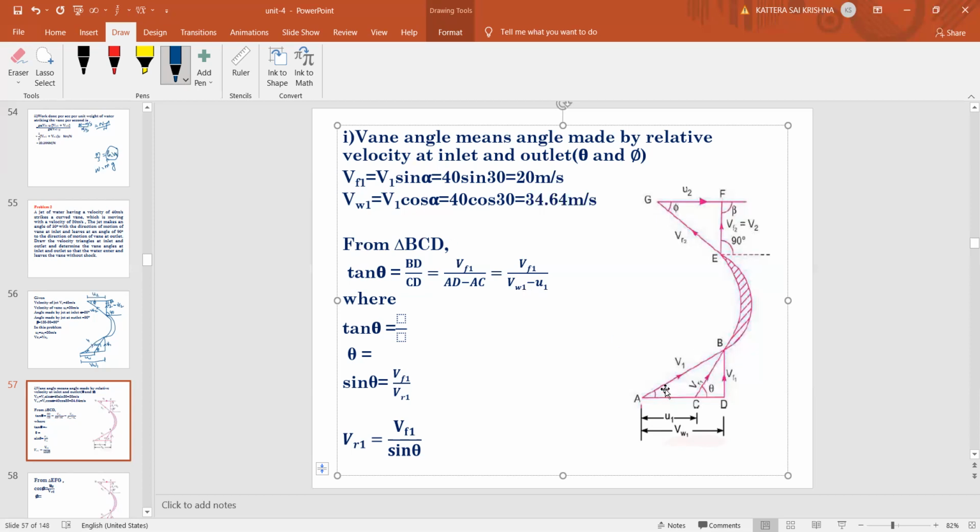Now we need to use the right angle triangle BCD. tan theta equals opposite by adjacent. Already I said in the last problem, same thing here. So VF1 divided by this length, which is VW1 minus U1. All the values we already have: VF1 we just calculated as 20, VW1 is 34.64 minus U, whose value is 20. So tan theta equals 20 by 14.64, so theta equals tan inverse of 20 by 14.64.